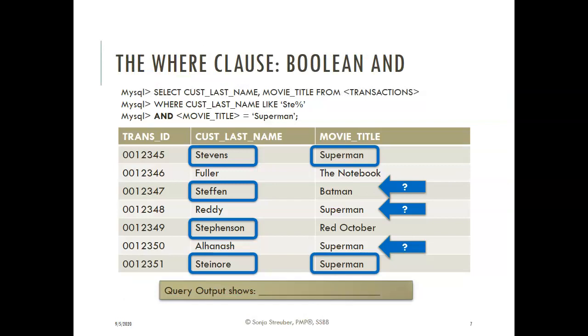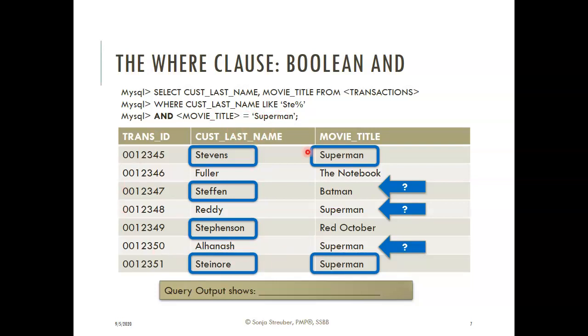Let's take a look at our Boolean AND. Here you're seeing the query where we are looking at the customer last name and the movie title from our transactions table, where the customer last name starts with STE and where the movie title equals Superman.